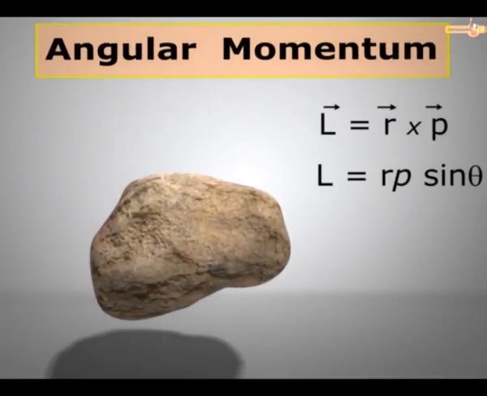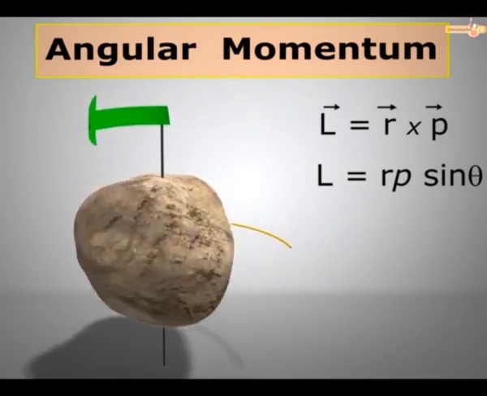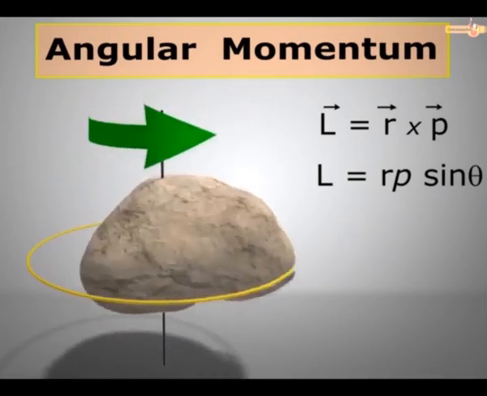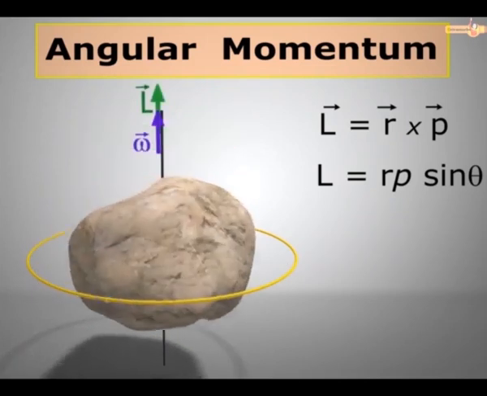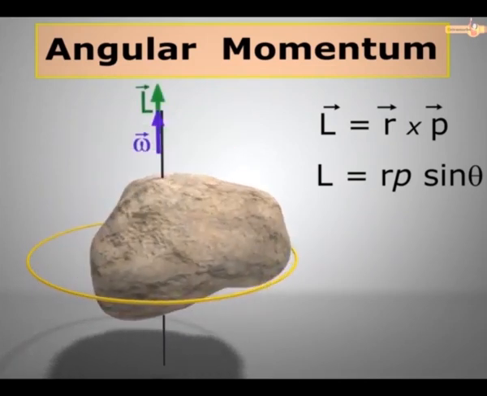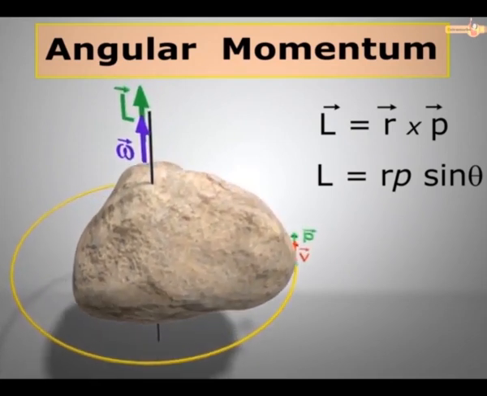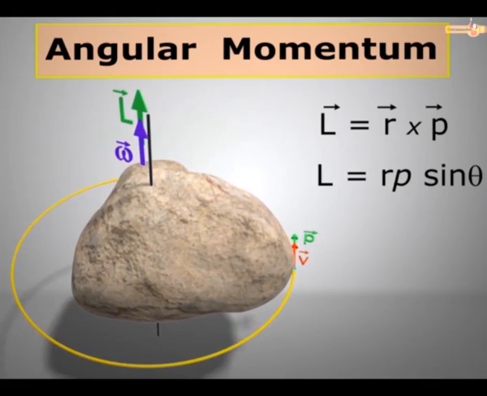A particle undergoing rotational motion is also said to possess angular momentum, which is defined as the product of its distance from the axis of rotation and the linear momentum. Its direction is along the axis of rotation and points along r cross p.